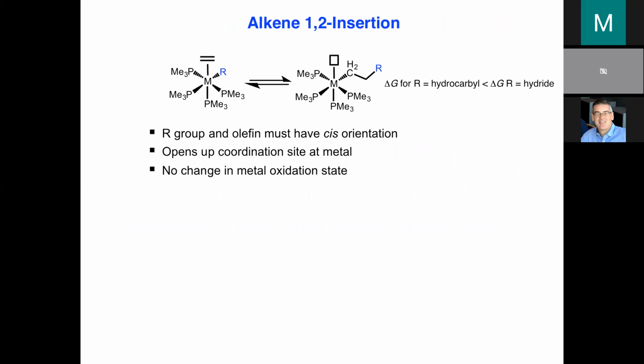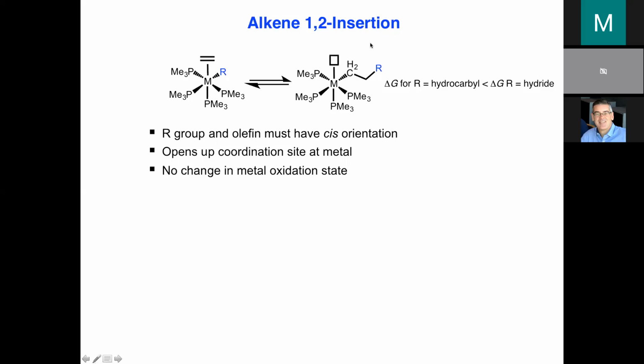A second type of insertion reactivity that's very prevalent and very common in organometallic chemistry, and is also important in some of the catalytic reactions that we'll look at, is insertions of anionic ligands into alkene ligands. This is in many ways analogous to the CO insertions that we just looked at, with an important difference being that this R group that's migrating is not going to go to the same carbon that's bound to the metal. It's going to end up bound one carbon away.